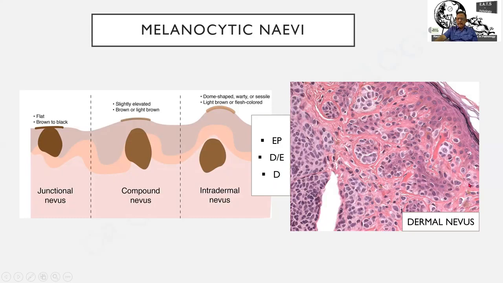This is a slide of a dermal nevus and this is the epidermis I am finding. This is a keratin over here and these are the layers of the epidermis. And there are also multiple accumulations of the dermal macrophages which are having the pigment and this is called the dermal nevus.